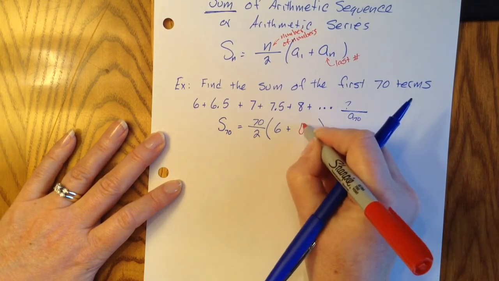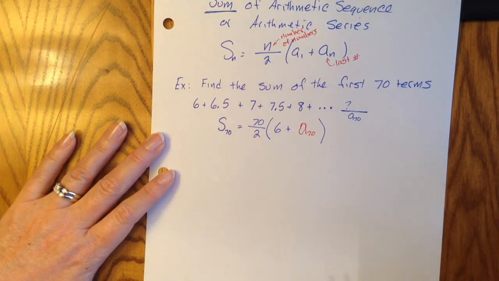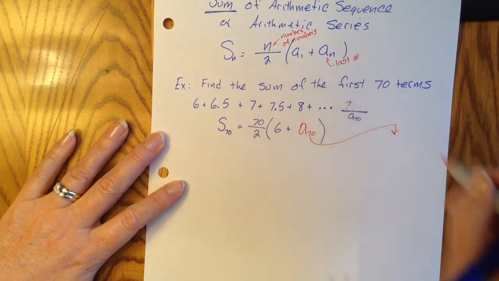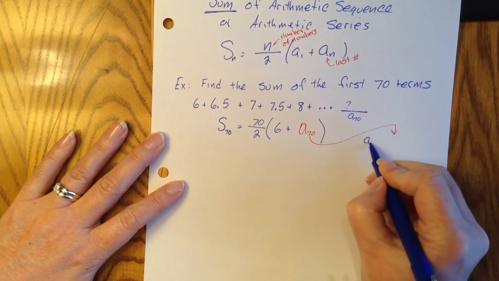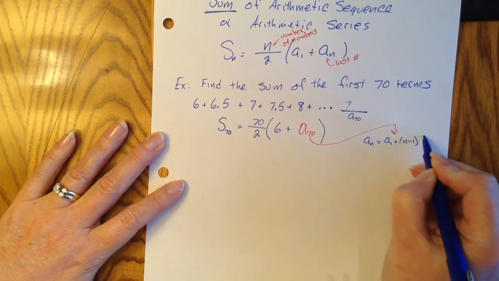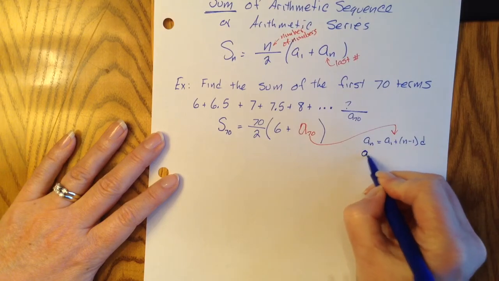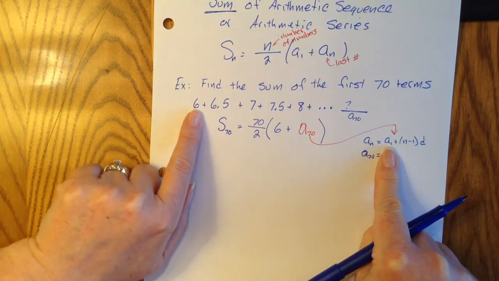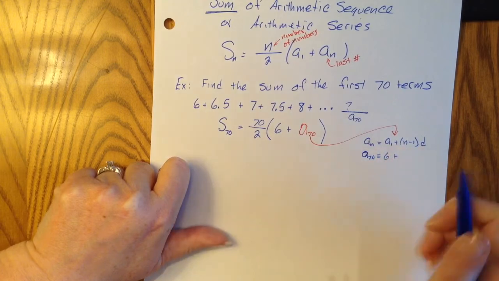If only we had a formula to find it. Yes, that's right. We have to do work within the work. We are going to use the explicit formula to find the 70th number. Whoops, A sub 70. Here we go. The first number in the sequence is still 6. Now, we are going to go ahead and fill 70 in.